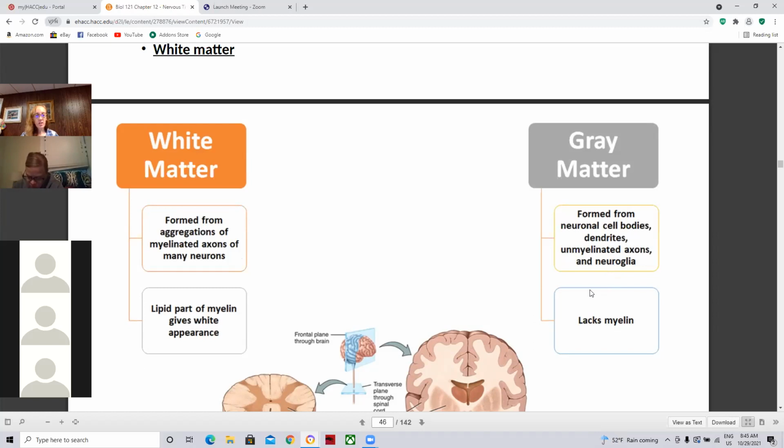Let's organize it correctly this way. Only the myelinated axons are considered part of white matter. Everything else is gray matter. When we're thinking about the central nervous system, all white matter is myelinated axons. Everything else is gray matter. The white is the appearance of the lipid, which we know is the majority of what myelin is.